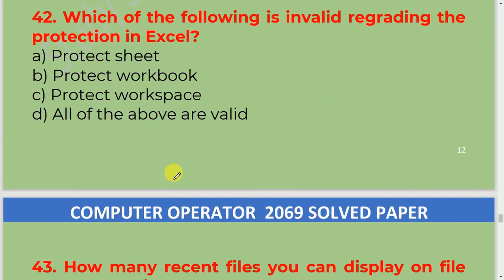Question number 42. Which of the following is invalid regarding the protection in Excel? Option A, protect sheet; B, protect workbook; C, protect workspace; D, all of the above are valid. And the correct option is option C. Protect workspace is not involved regarding the protection in Excel.